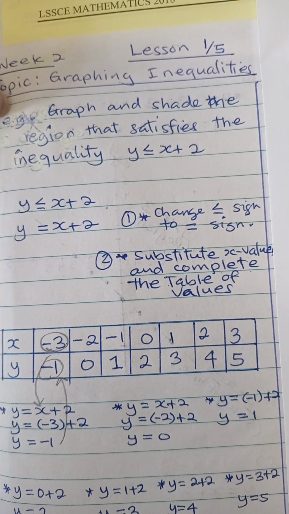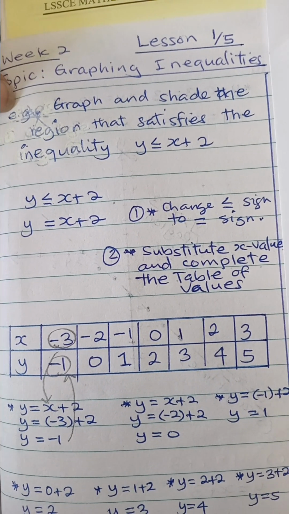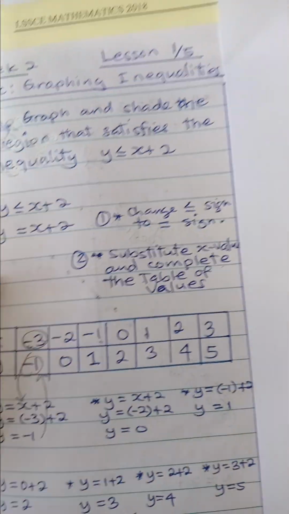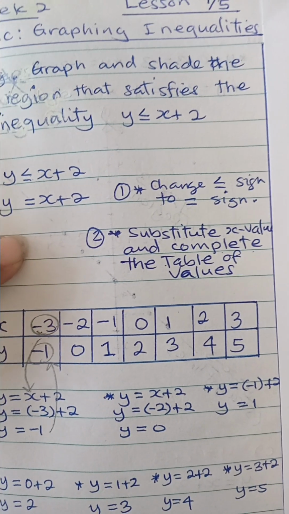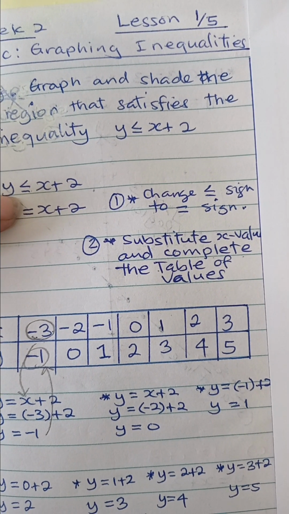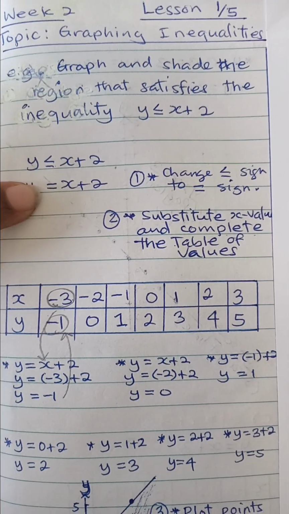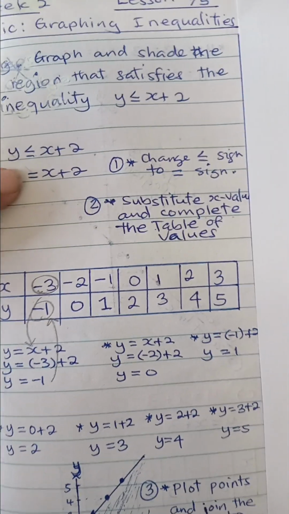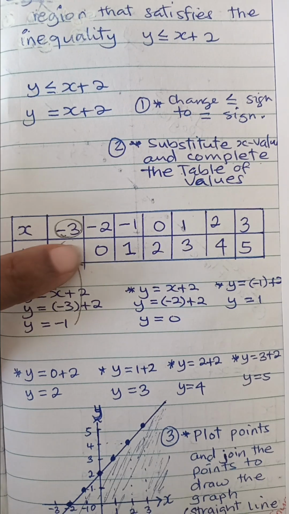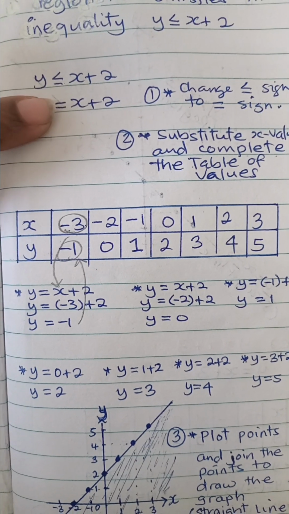Okay, so we start with the first example. Graph and shade the region that satisfies the inequality y is less than or equal to x plus 2. The first step is to change the inequality sign, in this case the less than or equal to sign, to an equal sign. And why do we do that? We need it to help us find the values of y that will go in the table of values. Okay, first step done.